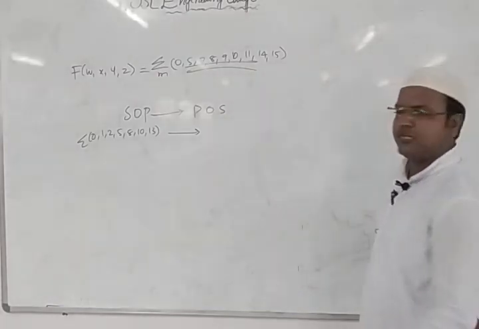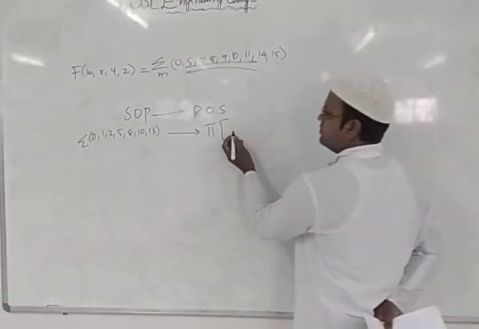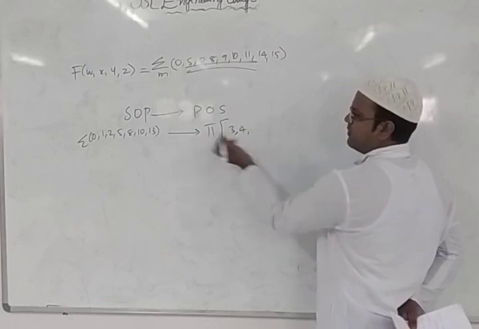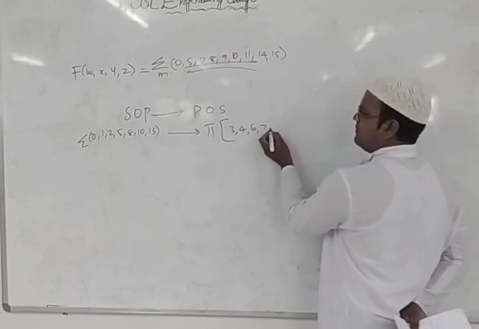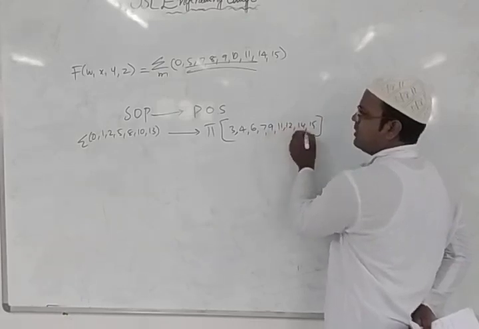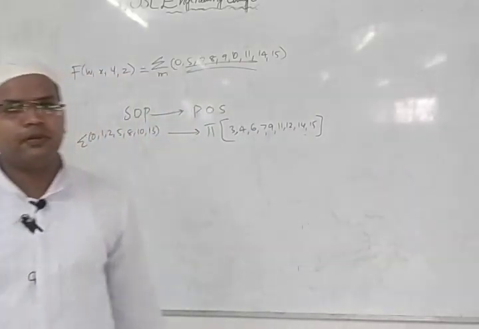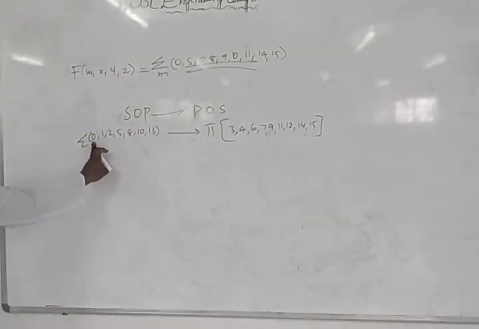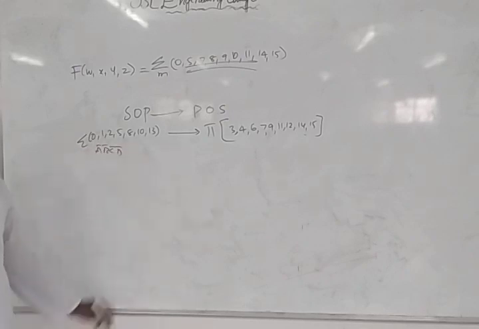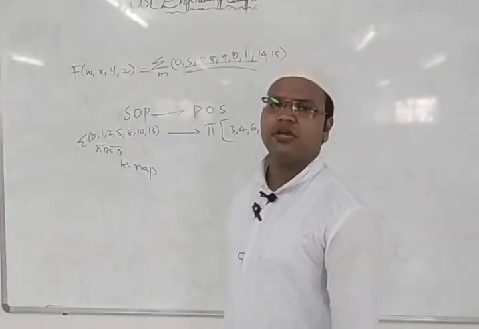So how do we write in POS? In product form, pi of what we'll write: 0 is there, 1 is there, 2, 3 is not there, 4, 5 is there, 6, 7, 8 already we have, 9, 10, 11, 12, 14 and 15. This is in product form. It's up to you whether you want to use binary combinations. For 0 we can write A bar, B bar, C bar, D bar, like that, or you can go with a K-map. Take the K-map, realize the function and get the answer.